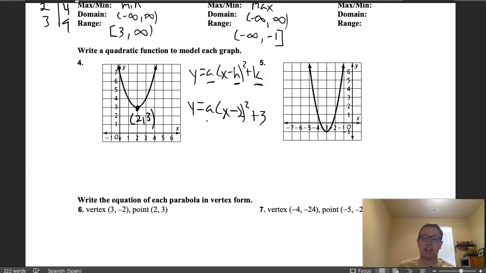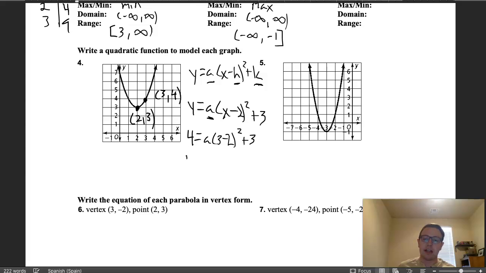What do we do from here? We need a second point to solve for a. So let's find another point. This one over here looks fine. That is the point (3, 4). So we're going to substitute in 3 for x and 4 for y. We get 4 is equal to a times (3 minus 2) squared plus 3.